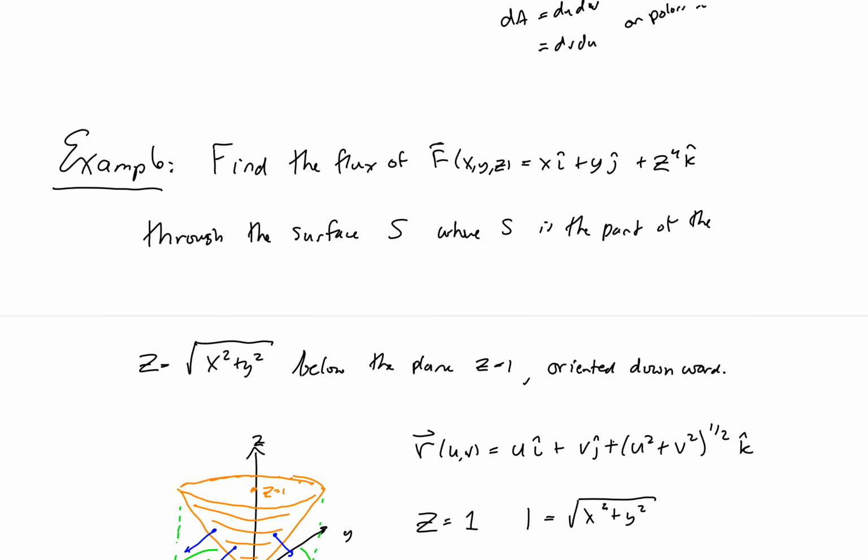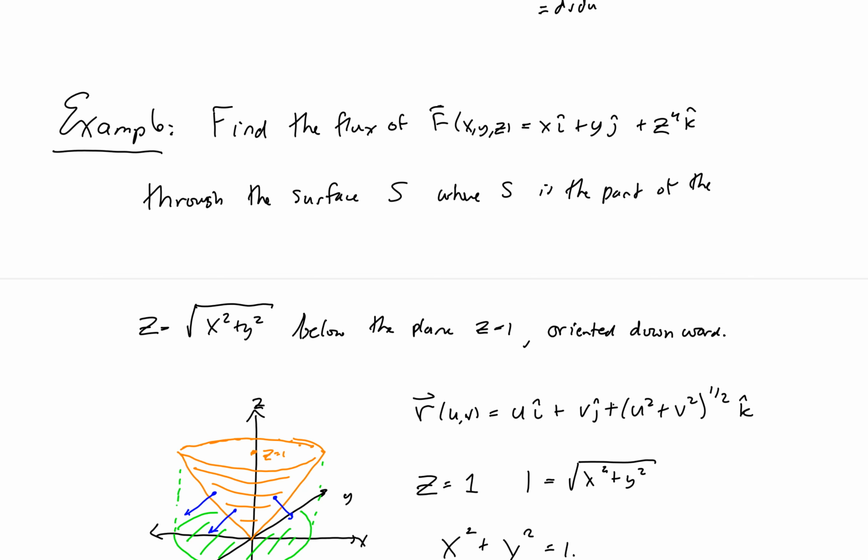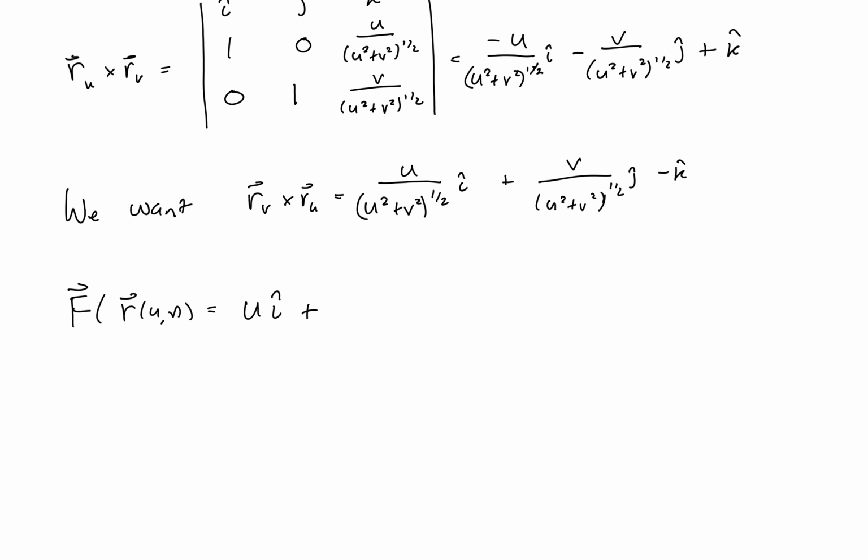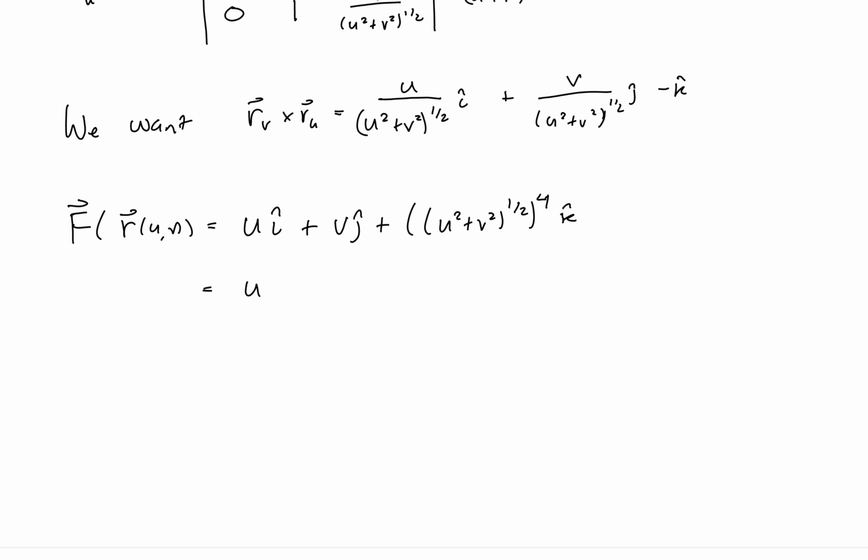So the last thing we need to do here is evaluate our F on our parameterization. So we need F of r of (u, v). And so this is just going to be u i plus v j plus, and then I have the (u squared plus v squared) to the 1/2, and then that's raised to the 4th because that's our definition of F. So this is u i plus v j plus (u squared plus v squared) squared k.